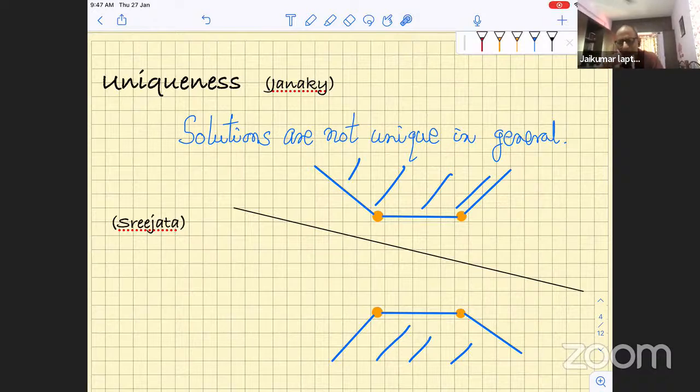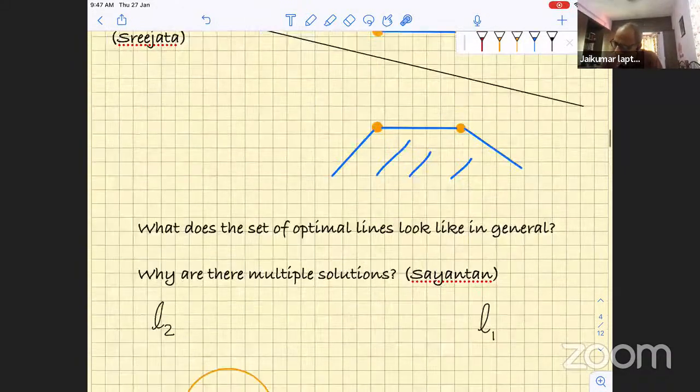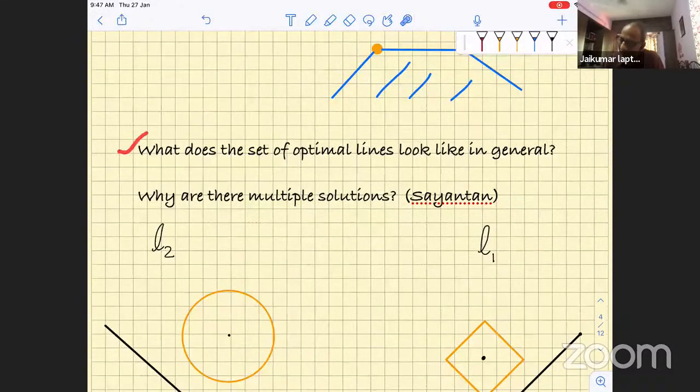So if you're given some points, take some small examples and see what is the space of solutions which gives the same answer. In the case of least squares, this answer typically is unique. In this case, it is not unique, but there is a feasible region. There is an entire optimal region for the problem, and it is instructive to understand what that region looks like. So that was one comment that I wanted to make. I've written it here: what does the set of optimal lines look like in general? Please take some examples and try to understand.